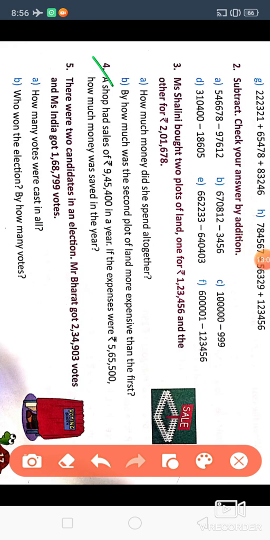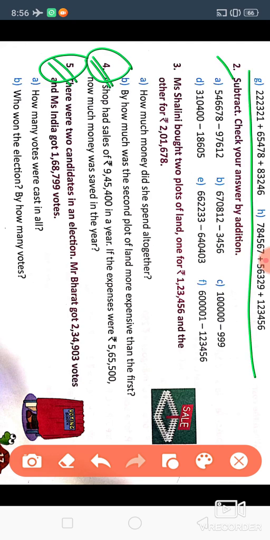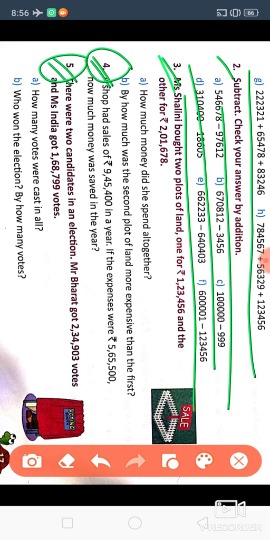So question number 4 and 5, these two questions you'll try to solve on your own. Okay, so too much homework you have got today. Question number 1, all the questions, question number 2, all the questions is your homework. Then question 3 I have already solved, so that also you have to do in your copy, and 4 and 5 you have to do on your own.